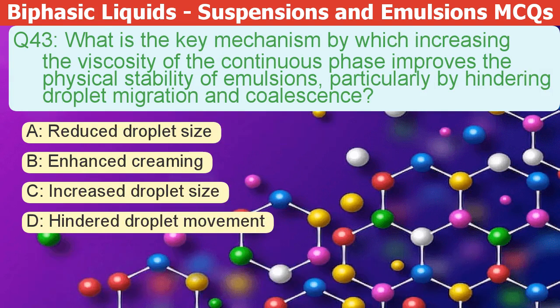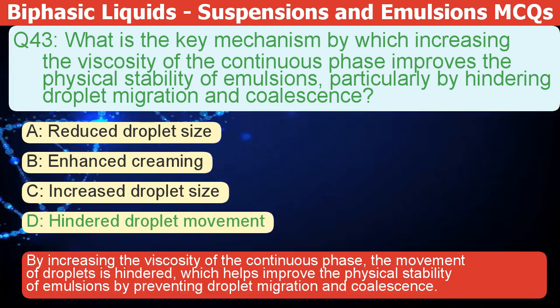What is the key mechanism by which increasing the viscosity of the continuous phase improves the physical stability of emulsions, particularly by hindering droplet migration and coalescence? A. Reduced droplet size. B. Enhanced creaming. C. Increased droplet size. D. Hindered droplet movement. The correct answer is D. By increasing the viscosity of the continuous phase, the movement of droplets is hindered, which helps improve the physical stability of emulsions by preventing droplet migration and coalescence.